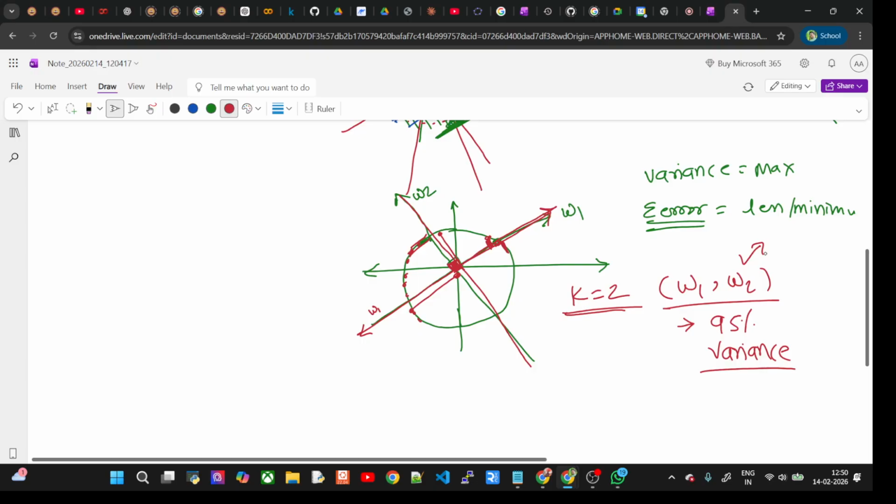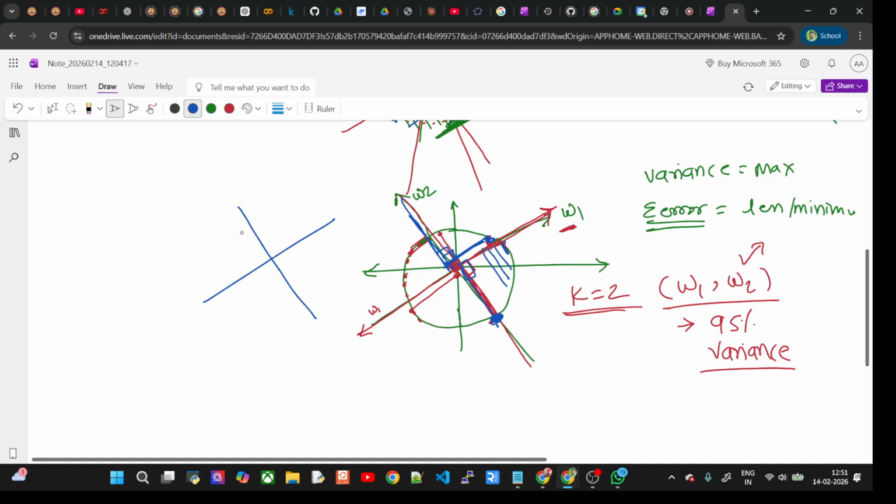Okay, 95%. But is it true that this is sufficient, or do we need two variances? Because W1 has the same issue for this point, correct? This point is projecting on this. These points are happy, but this point has the same issue. And for W2 also, if I am projecting this on W2, they also have the same issue. So do we need both W1 and W2, or are you happy with W1, because both are giving the same kind of variance? This is a circle.